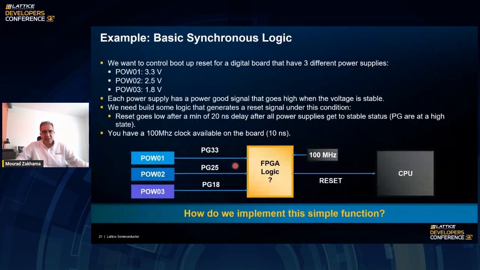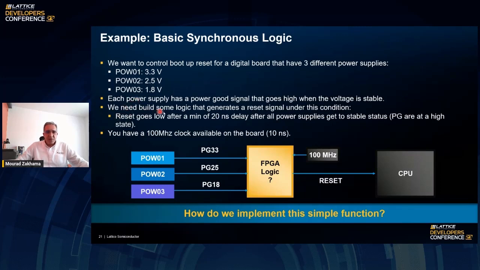So let's take a basic synchronous logic example here. Let's say we want to control, let me take my laser pointer again, a boot up reset for a digital board that has 3 power supplies: 3.3, 2.5, and 1.8. Each one of these power supplies will have a power good signal. So once the power stabilizes to this voltage, a power good signal will be released.